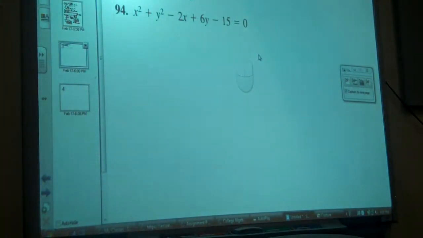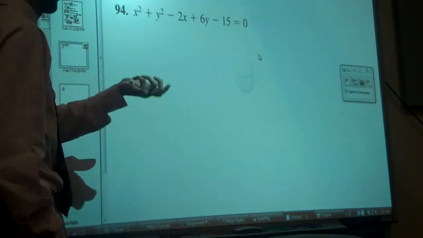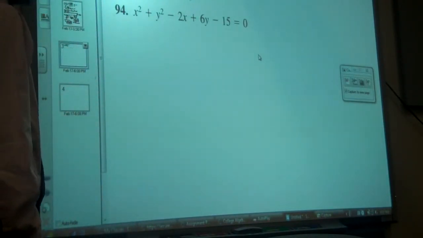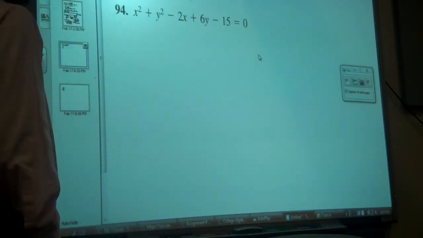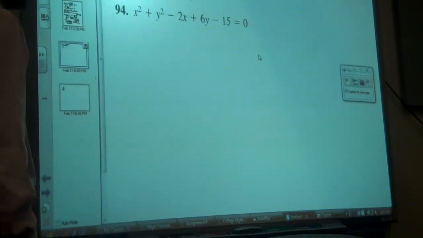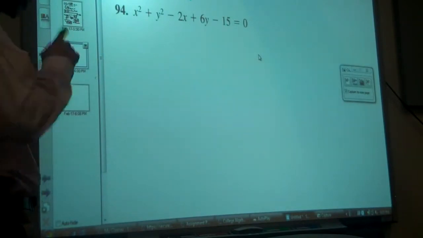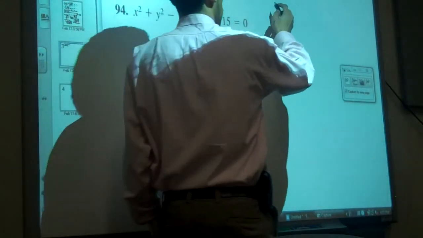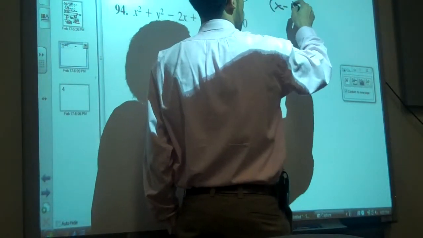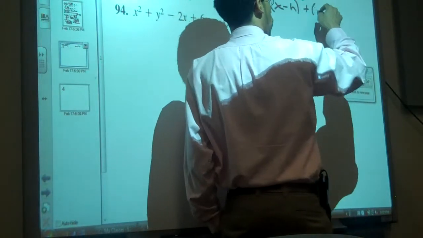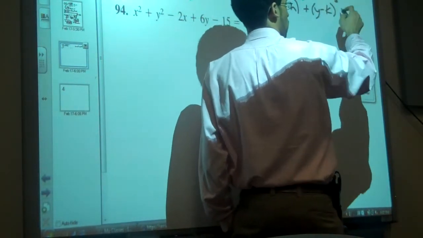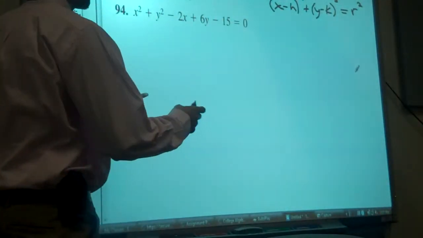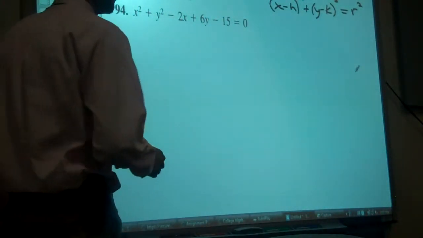It's not in the standard form where it has those perfect squares, you know, x minus something squared, y minus something squared. We don't have that. So we have to complete the square. We didn't use this. We could have used it back when we were doing the quadratic formula, but we didn't use it then. But we're going to use it now. Our goal is to have the standard form, x minus h quantity squared. That's a perfect square. Y minus k quantity squared. That's another perfect square. And then on the other side, some r squared. And so we need perfect squares. We don't have them. We're going to make them.